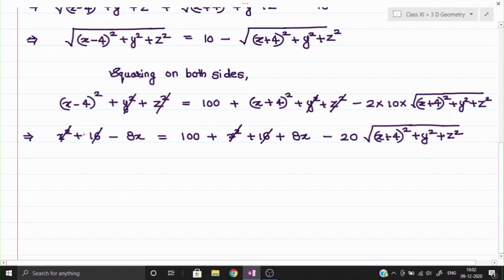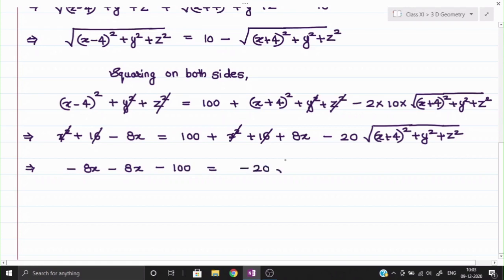Okay, now see this 8x we can send on to that side, 8x also, 100 also. Why we are sending it, that I will tell you. Minus of 8x, if I am keeping as it is, 8x is also coming here, that is minus of 8x, and then minus of 100 is equal to remain here minus of 20.